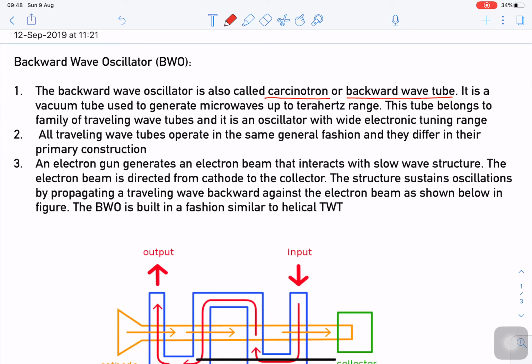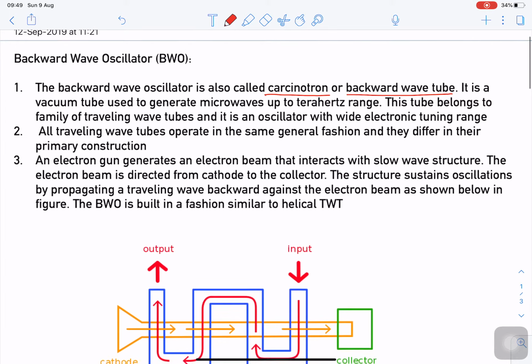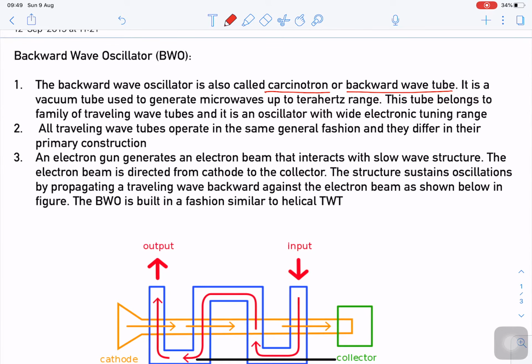Only what could be the change over here, the name itself indicates the backward wave oscillator. In the case of traveling wave tube, we saw that when the electrons get generated from the cathode and form an electron beam, this electron beam is passed over to the slow wave structure in a forward direction. The electrons and the introduced microwave signal will continuously interact over the slow wave structure in order to amplify the microwave signal, right? So essentially that time we saw that the traveling wave tube is always traveling in the forward direction.